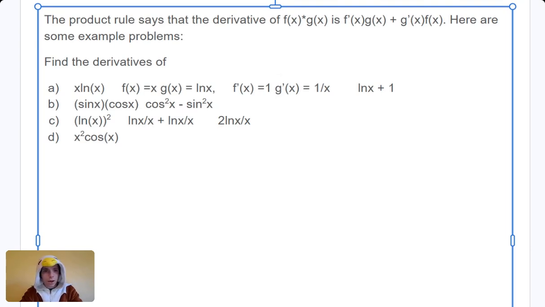And then finally, x squared cosine of x. We have the x squared and the cosine x, so it's 2x cosine x. And then the derivative of cosine x is negative sine x, so that's going to be x squared sine x, and it's negative sine x, so it's going to be minus x squared sine x. The derivative is 2x cosine x minus x squared sine x.